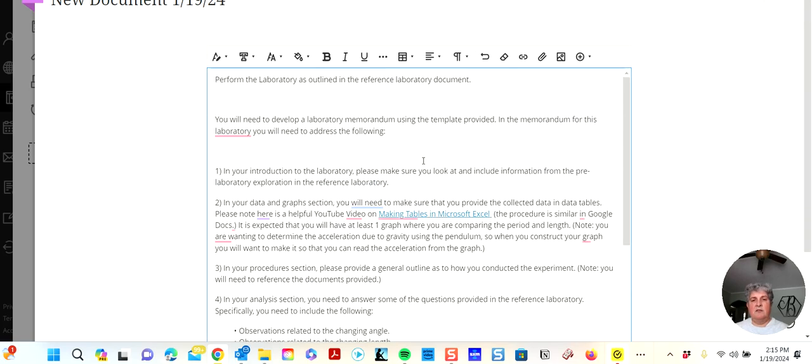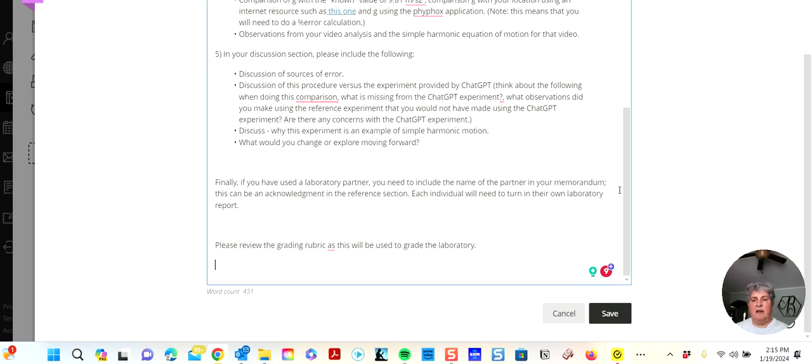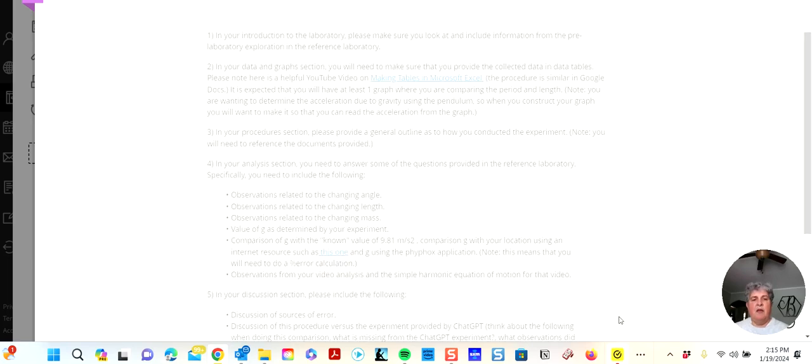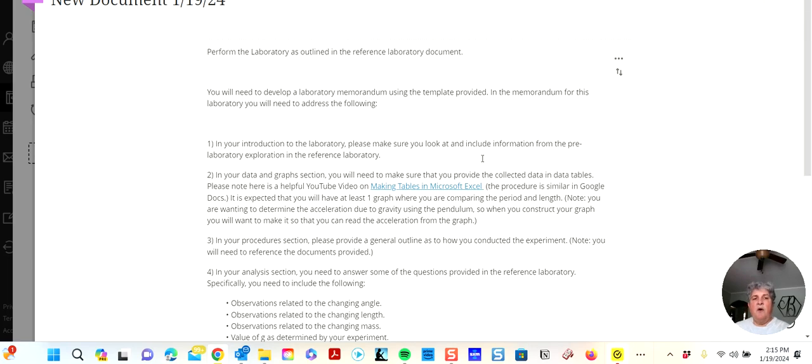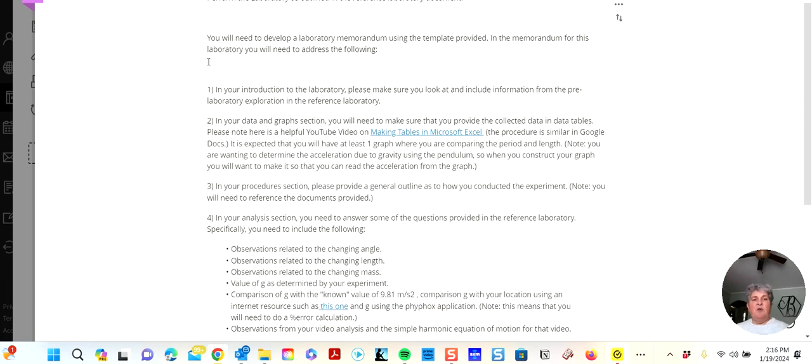There it all is. So it's already in there, and I'm going to hit save, and we will go through this. So this is the information that I thought you would see in your assignment when you opened up that assignment. But here it is. You're going to perform the laboratory as outlined in the laboratory document. You're going to develop the laboratory memorandum using the template that has been provided.